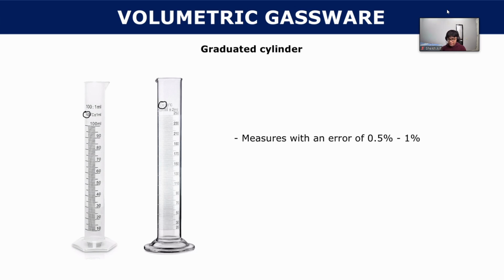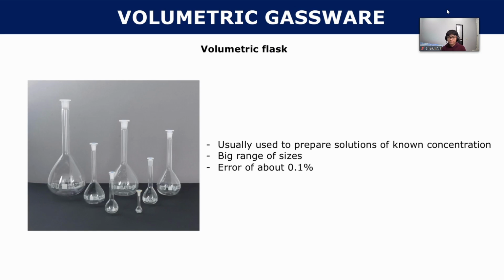So again, these are actual things you can buy, and depending on what you need it for, you might buy a graduated cylinder to contain a liquid, or you might buy it to deliver a liquid. So again, just try to get familiar with this picture. A graduated cylinder is going to look like this. A volumetric flask are going to be like those big weird flasks, and they're usually used to prepare big solutions of known concentration. And they actually have a massive range of sizes.